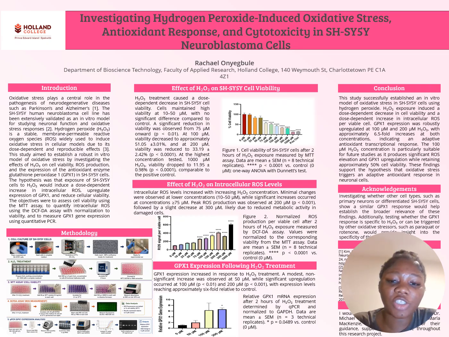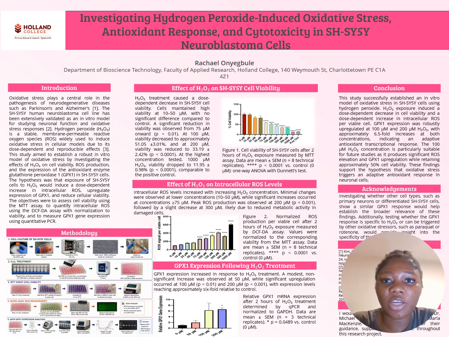So for the methods, SH-SY5Y cells were cultured in standard cell culture conditions. Fresh hydrogen peroxide solutions were prepared immediately before each experiment at concentrations ranging from 0 to 1,000 micromolar. For the MTT and ROS assays, cells were seeded into 96-well plates and treated for 2 hours.